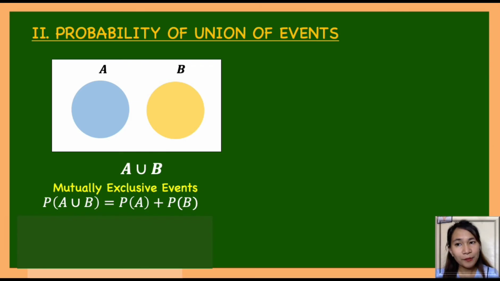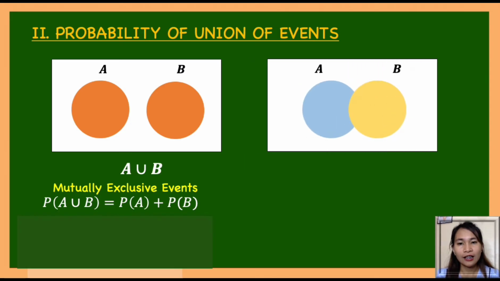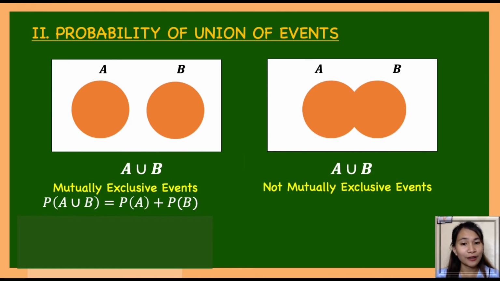Okay, so how about finding their probability? For mutually exclusive events, that's very simple. To find the probability of the union of A and B, we add the probability of A and the probability of B. For not mutually exclusive events, we also have A union B, but we have to subtract their intersection.